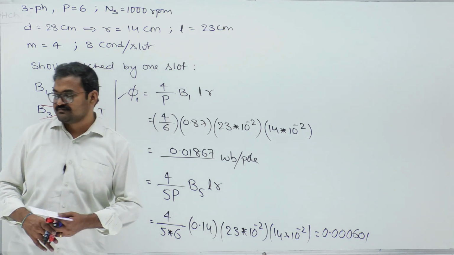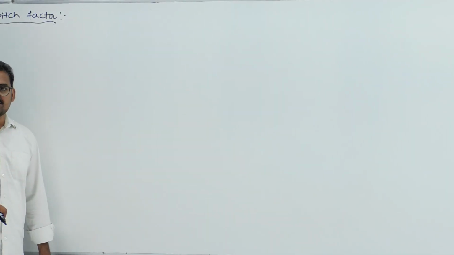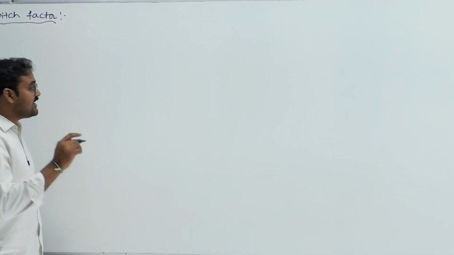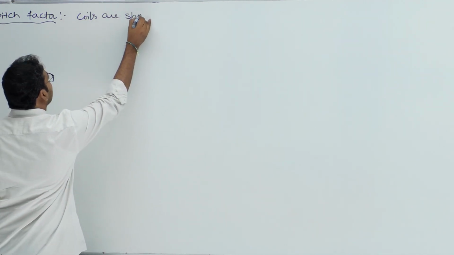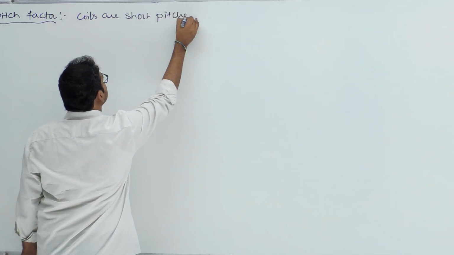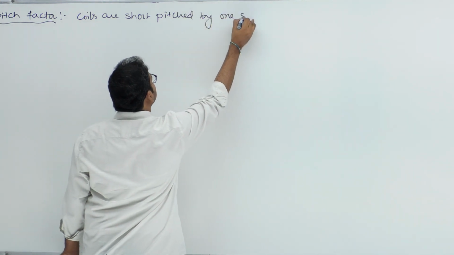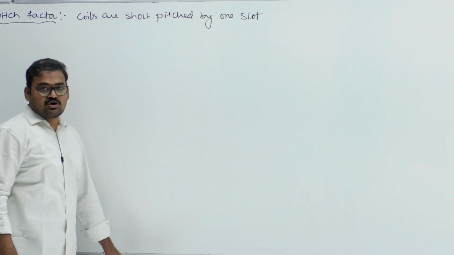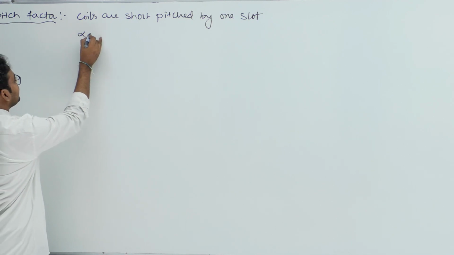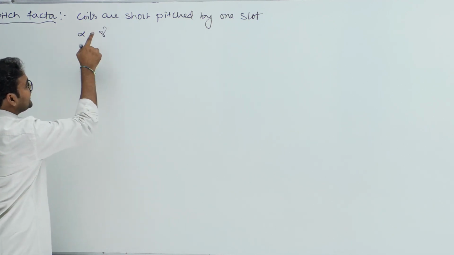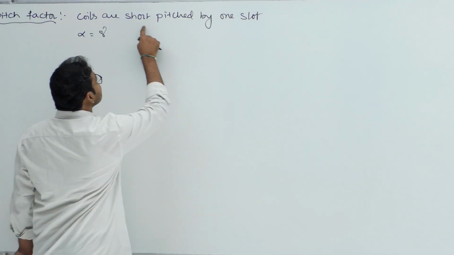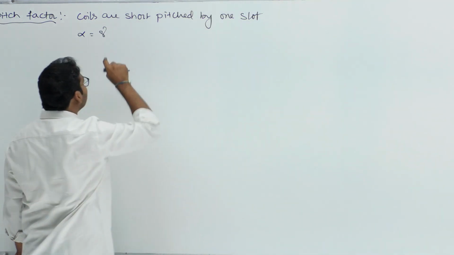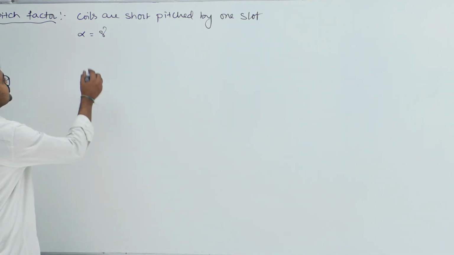Let us do it. Let me calculate the pitch factor first. To calculate the pitch factor, I need the short pitch angle. It was clearly mentioned in the problem. Coils are short pitched by one slot. As coils are short pitched by one slot, can I say indirectly alpha is equal to one slot angle, that is nothing but gamma? Suppose if it is given that coils are short pitched by two slots, then alpha is equal to 2 gamma, right?